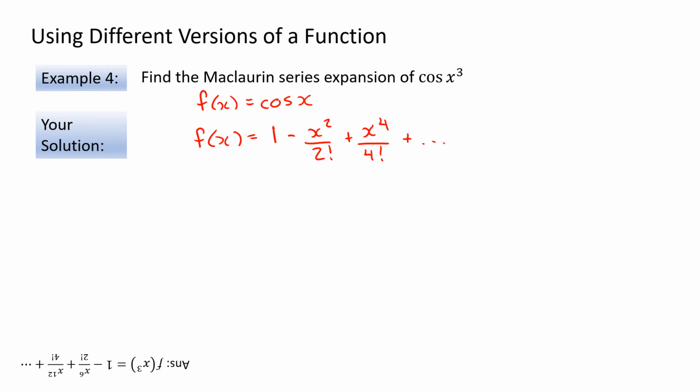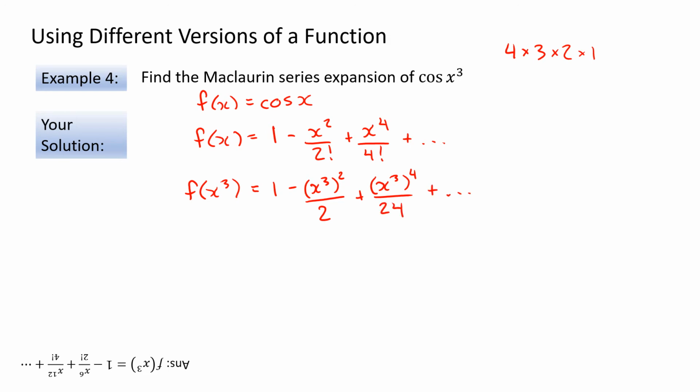But this is for x, and we have x cubed. Remember, we can simply substitute in for x cubed. So we can have our function at x cubed instead. And if we have that, we end up with 1 minus x cubed squared divided by 2 factorial, which is just 2, plus x cubed raised to the exponent 4, divided by 4 factorial. Remember, 4 factorial is 4 times 3 times 2 times 1. 4 times 3 is 12, times 2 is 24. And this continues on.